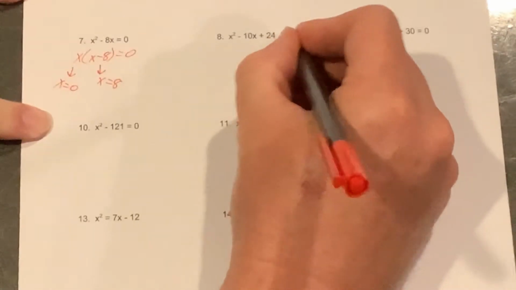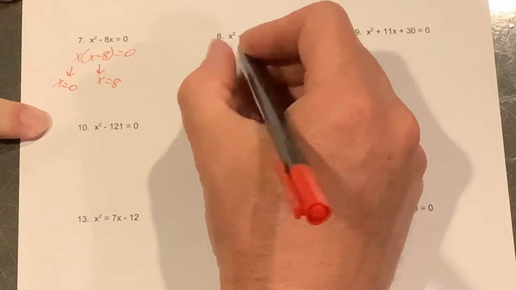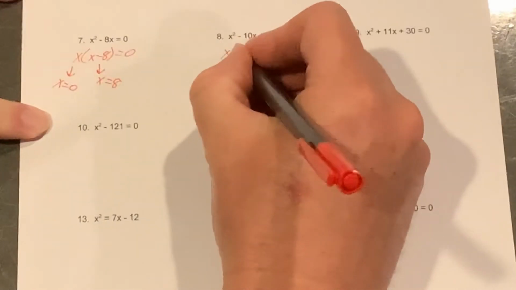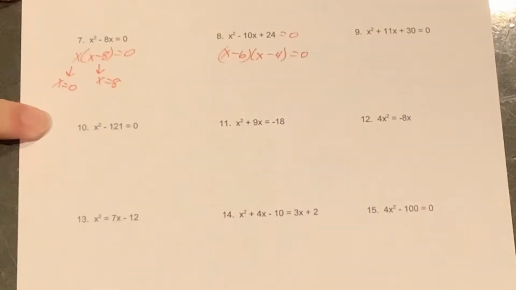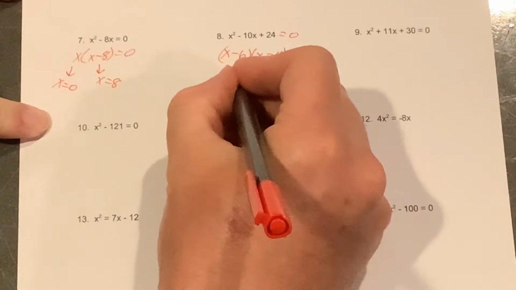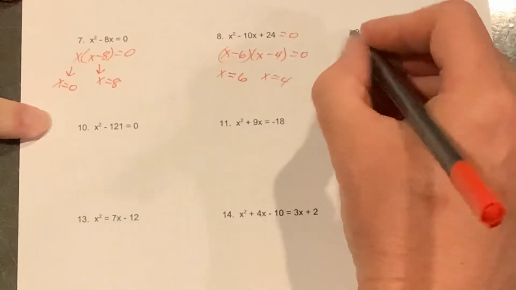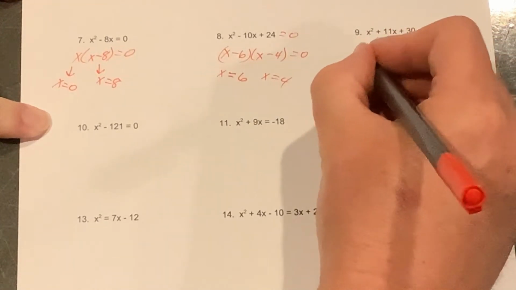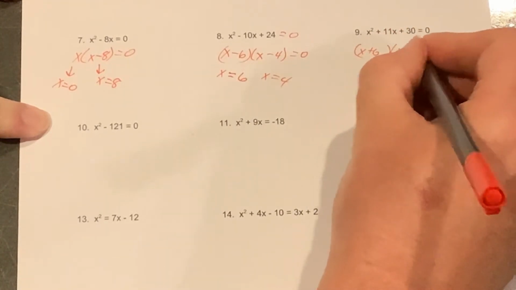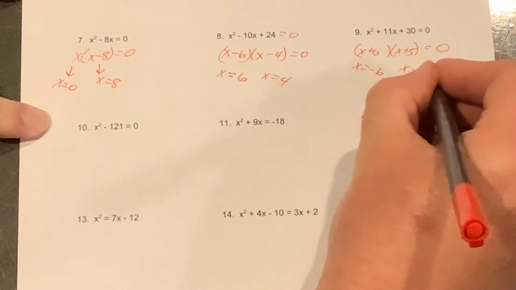Again, number 8 should say equals 0. Must have copied and pasted that one from the notes. So I get x minus 6 and x minus 4. Since they equal 0, the zero product property applies. So my answers are the opposites of my factors, x equals 6 and x equals 4. Number 9, 2 numbers that multiply together to be 30 and add together to be 11 are 6 and 5. All right, so my answers are x equals -6 and x equals -5.